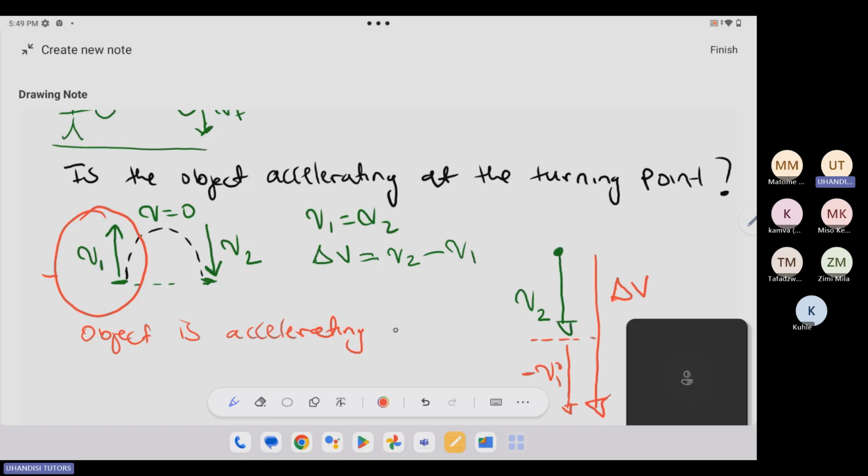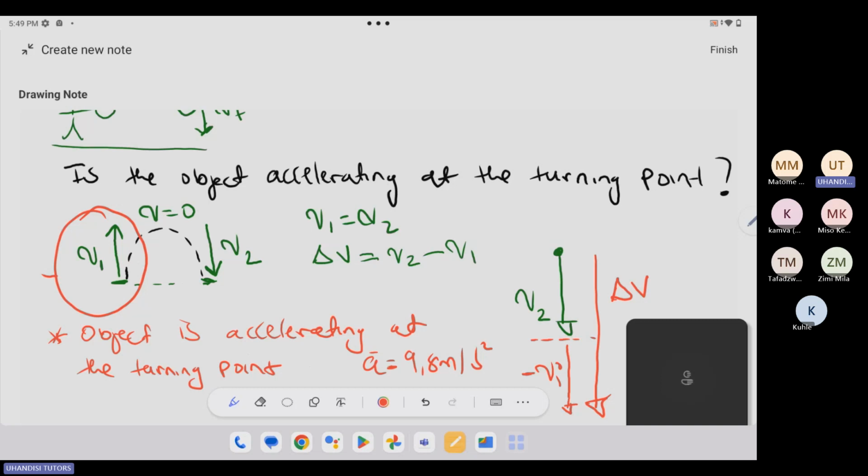It's accelerating at the turning point. Okay, now, its acceleration is 9.8 meters per second squared. Why 9.8? And what does the 9.8 meters per second squared mean?